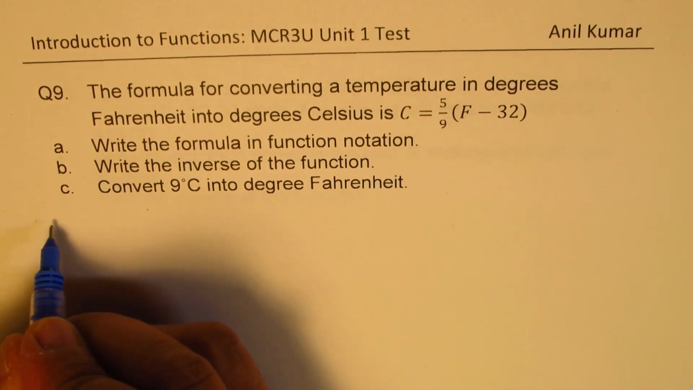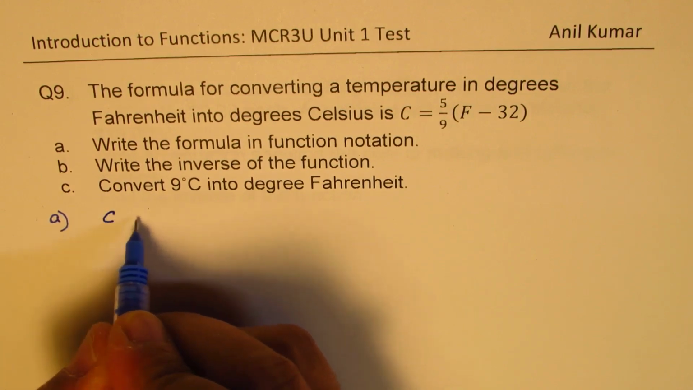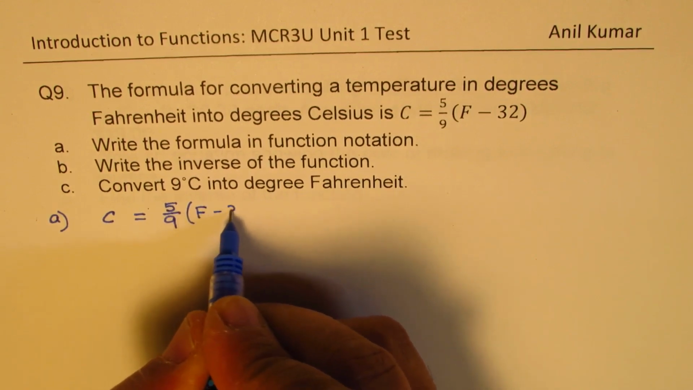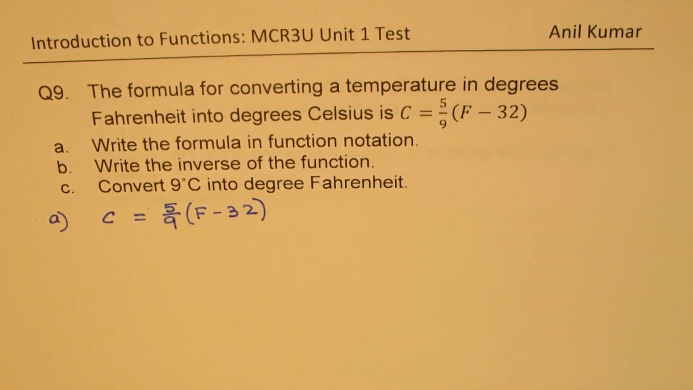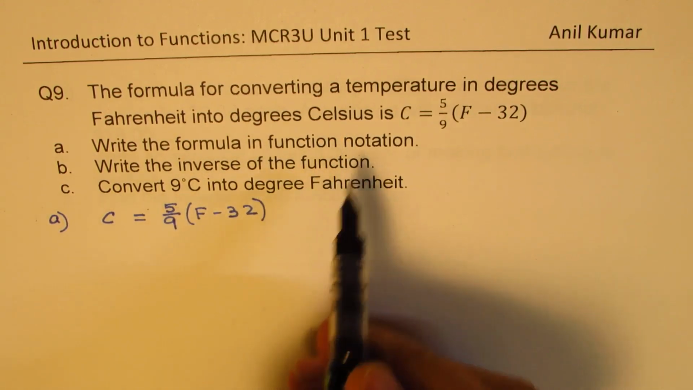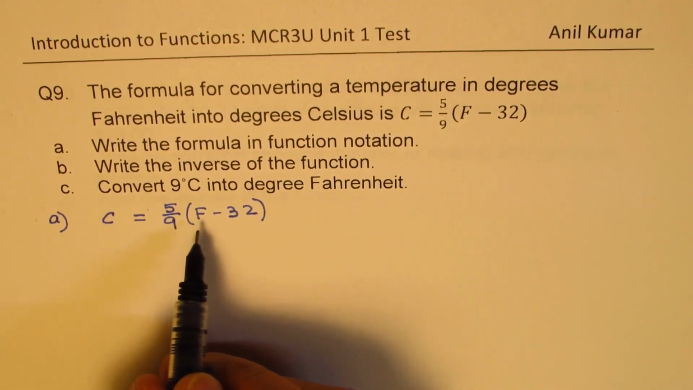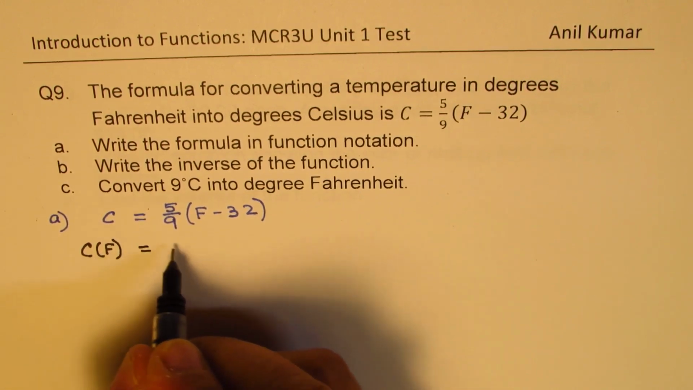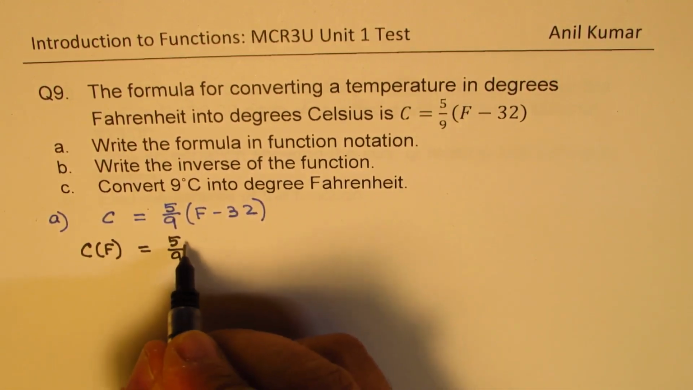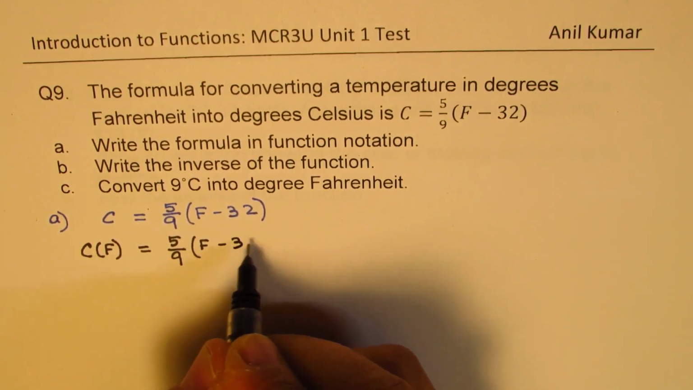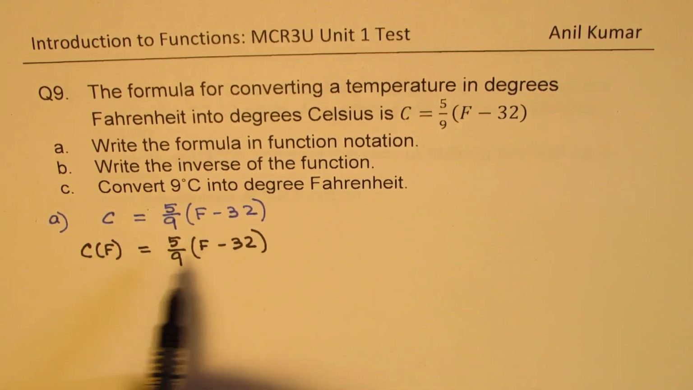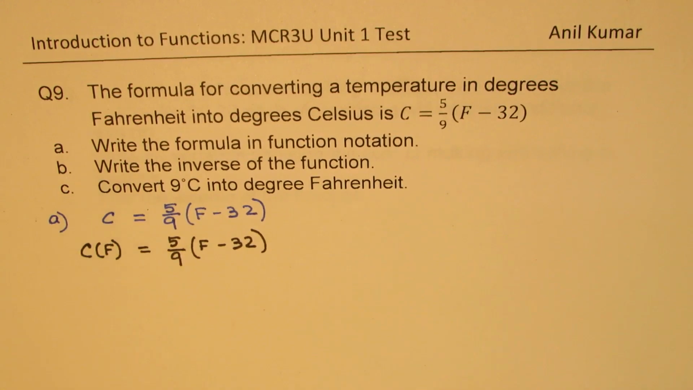So we are given this formula. Let's do part A first. We are given the formula C equals to 5 over 9 times F minus 32, where C is degrees Celsius and F is degrees Fahrenheit. Now when we are writing in function notation, we know C is a function of F, right? So we'll write this as C as a function of F, and that is equal to 5 over 9 F minus 32, right? So that becomes the function notation. You could also use X and Y, but this is a preferred way of writing, right? So that is part A for us.